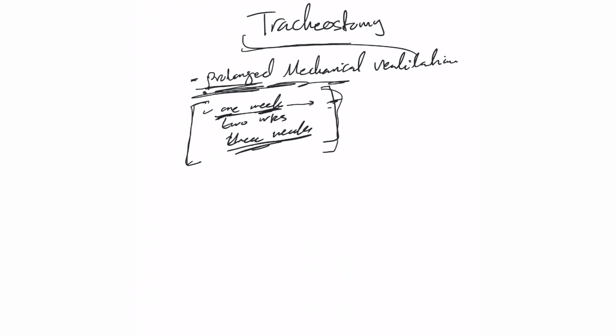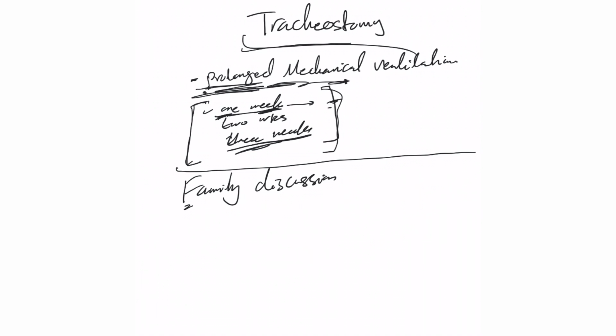Now, once you start thinking about this patient that may need a tracheostomy, there are a few things you need to start thinking about. Most importantly is family discussion. The earlier you start family discussion, the better, because family sometimes need 2, 3, 4 days to make a decision. So doing that early will give you, will earn you some time with taking care of this patient.